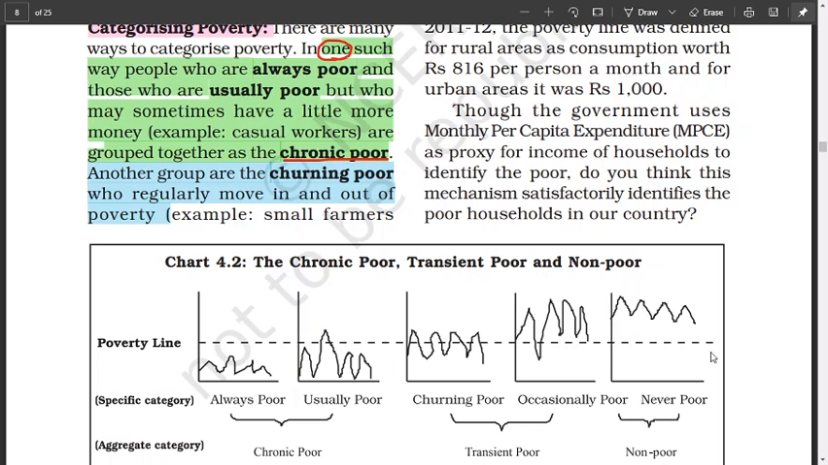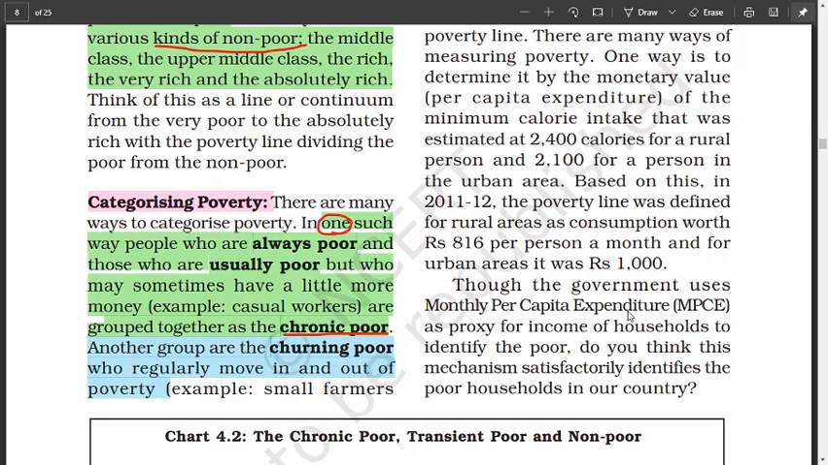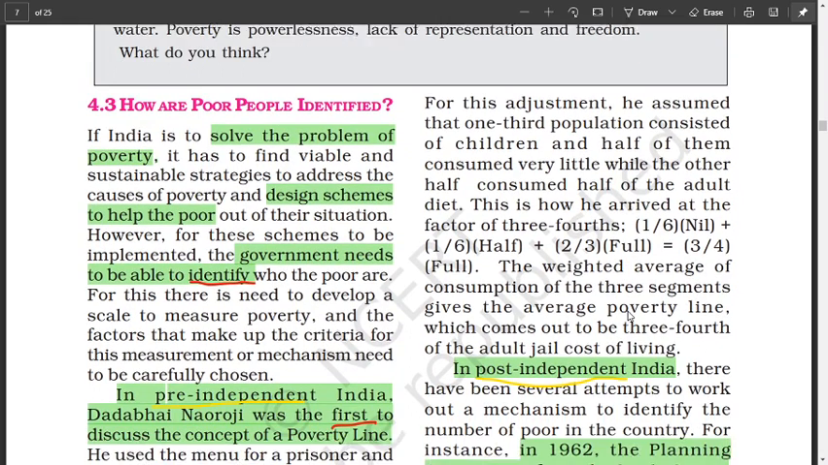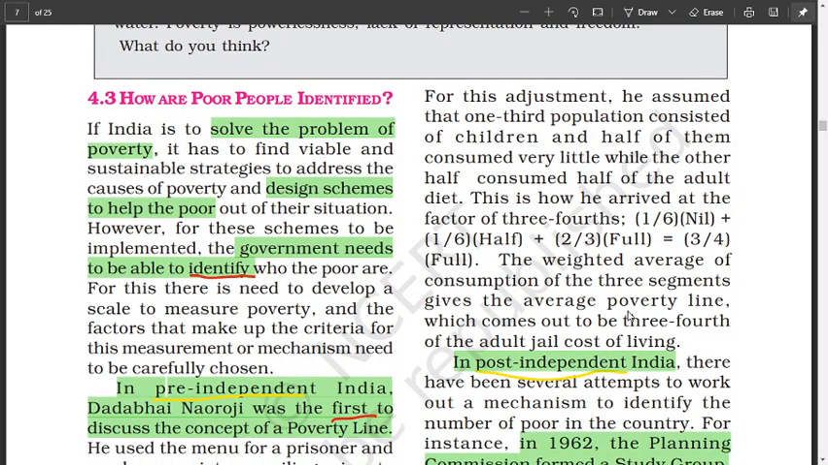Above the line means they are rich people, including the majority of us in the middle class, the upper middle class, the rich, the very rich, the absolutely rich. So these are the ways to compare. Of course, you understand, even if we talk about poverty, there are different categories of poverty. So that's about how India tried to identify by classifying. And you remember that line. That line is the criterion that differentiates between these two.